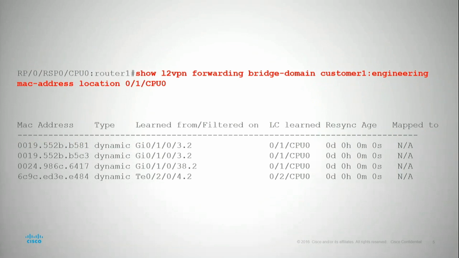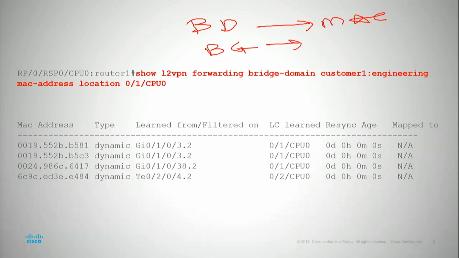We can check the MAC address table as well, as we discussed already. Each BD will have its own MAC address table associated. The bridge group will not have a MAC address table, but it will be associated with each bridge domain as we discussed earlier. That MAC address table we can verify using show l2vpn forwarding bridge-domain, bridge group : bridge domain name, mac-address, and the line card location we need to mention. We can see here we are learning the MAC address on each and every interface.